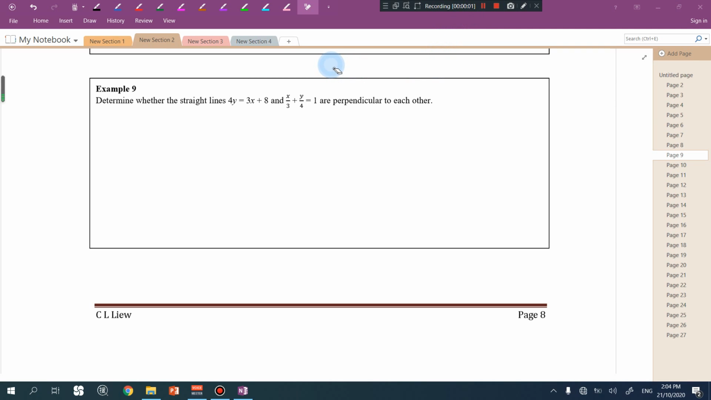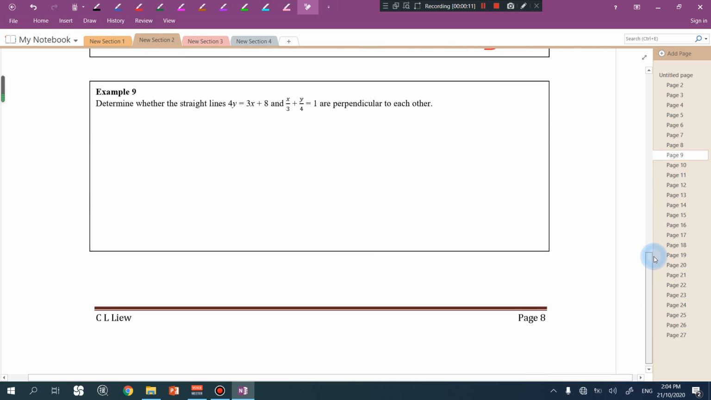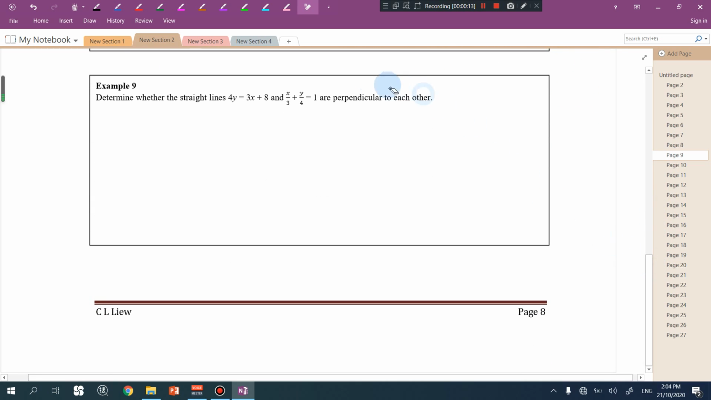Hi everybody, this is the third part of this subtopic, parallel line and perpendicular line. In the previous video, I discussed up to example number 8. Now let me continue with example number 9.